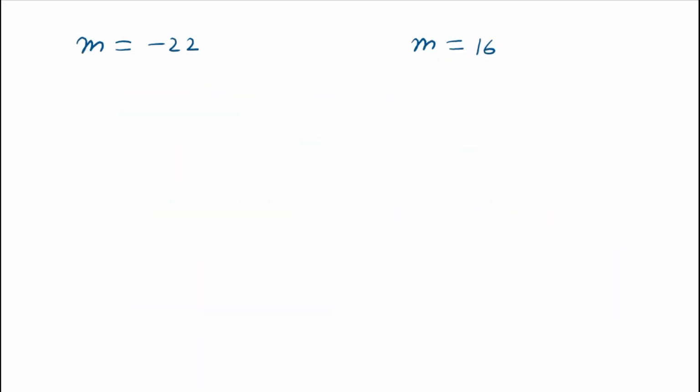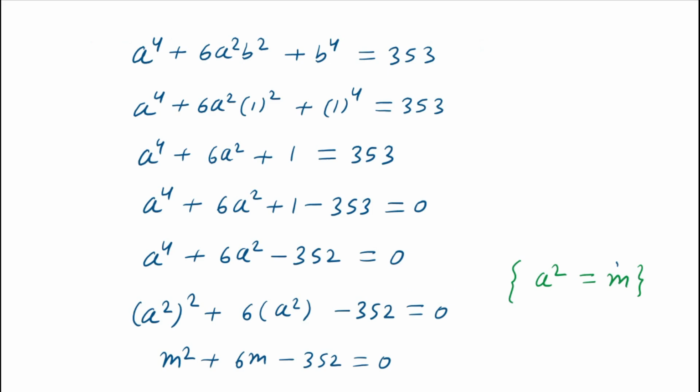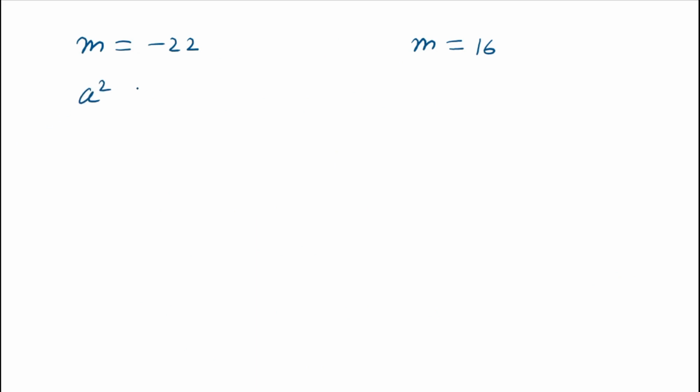And we know that m is a square. So this m is replaced by a square, this is equal to minus 22. And this m is also replaced by a square, and this is equal to 16. Now if we apply this rule, if a square is equal to b, this implies a is equal to plus minus square root of b.